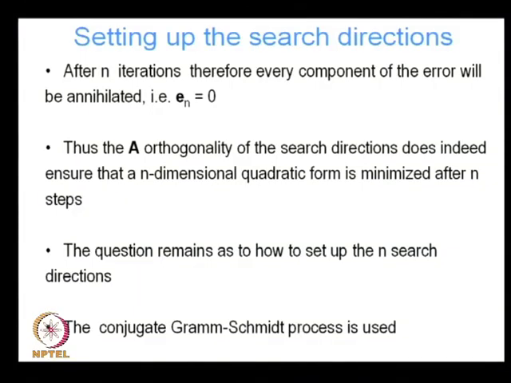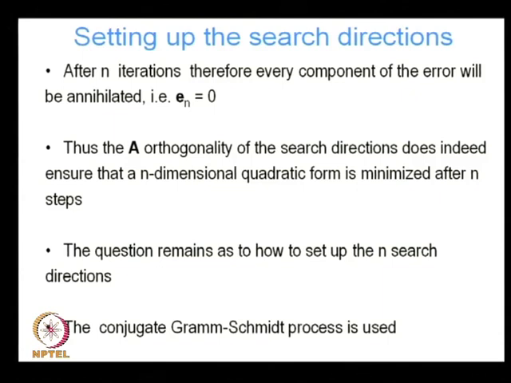So, this is the proof that if I do n iterations, my whole error is going to go away, because all my components are going to go to 0. Every time I take a step, one component is going away. So, eventually when I take n steps, all my components are gone. This is a proof that this method of conjugate directions is actually going to converge in n iterations. So, after n iterations, every component of the error will be annihilated, that is E n equal to 0.